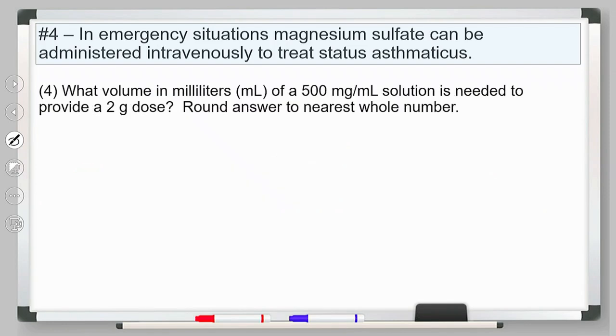So let's deal with that. First of all, the volume: I need to calculate how much magnesium sulfate I need. It comes in a 500 milligram per mL solution. And remember, I wanted 2 grams. So this is going back to essentially maybe chapter 7, 8 kind of thing. How many milliliters of this will provide me this?